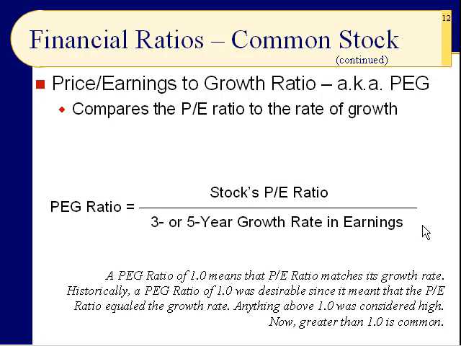Anything above 1 was considered high, but now greater than 1 is common. Why? Because it is. Investors, traders are willing to spend more for a dollar's worth of earnings. That's basically what's happening now. Now, are they right about the future? We'll see. Others say, oh, no, we're in an everything bubble. Stocks, bonds, real estate, everything is too expensive.